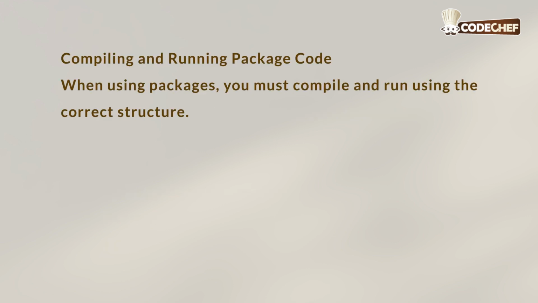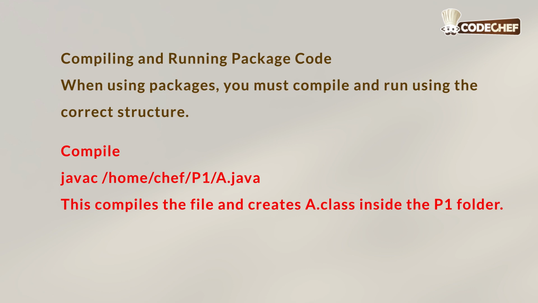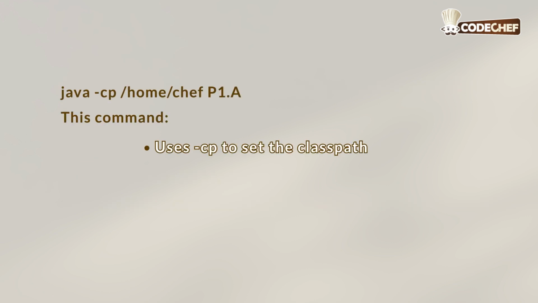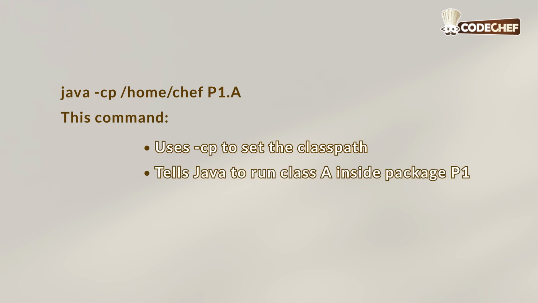Compiling and running package code. When using packages, you must compile and run using the correct structure. So this is the structure example to compile. This compiles a file and creates a class inside the P1 folder. So here we have a command. This command uses -cp to set the class path and tells Java to run class A inside package P1.